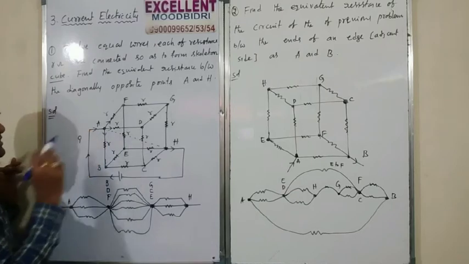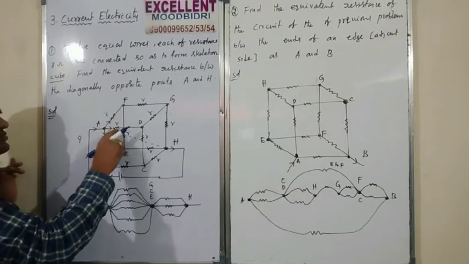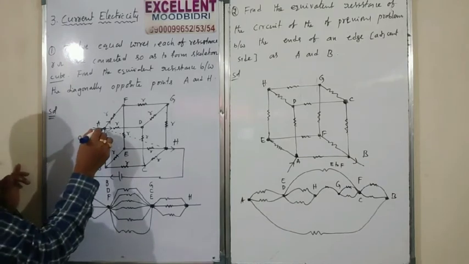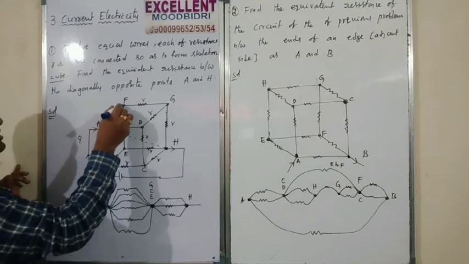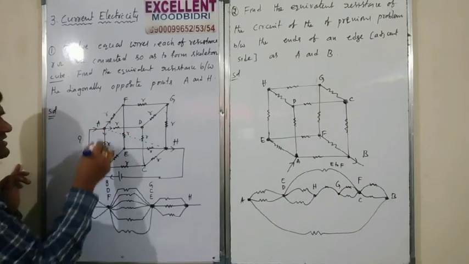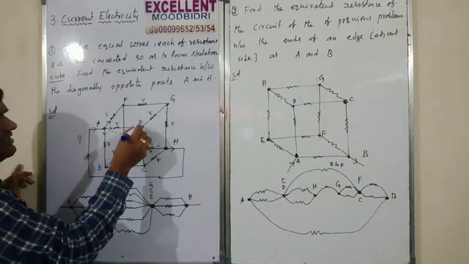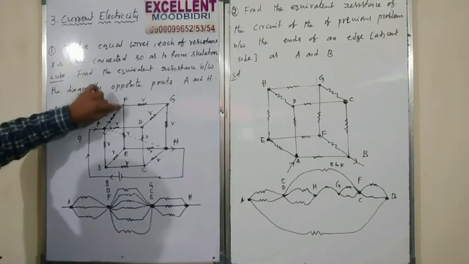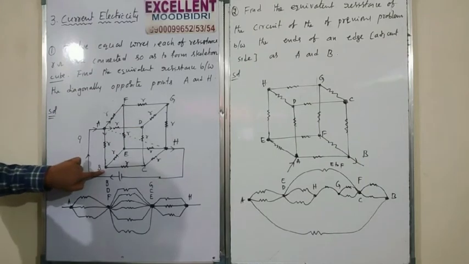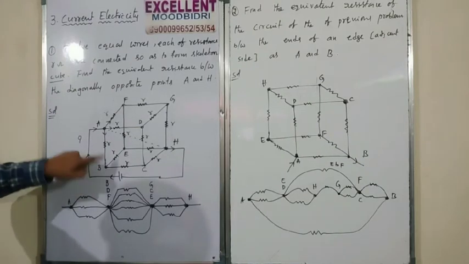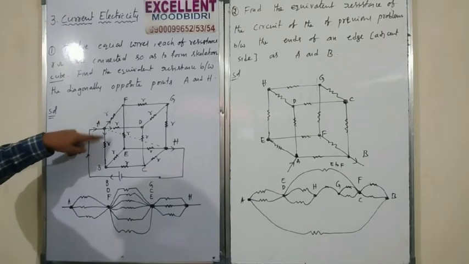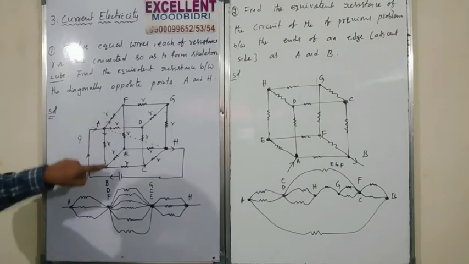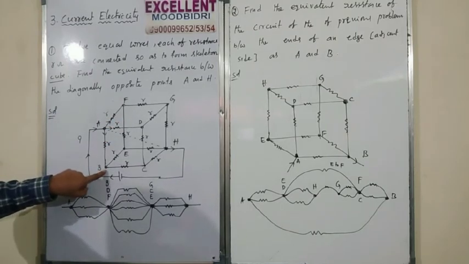I1, I2, I3. Correct? These three are all in parallel. The current I1 goes here, I2 here, and I3 here. That means at D, F and B there is the same potential. Correct? These three are a parallel combination. Therefore F, D, B have the same potential.